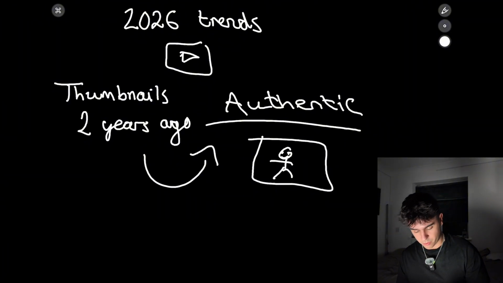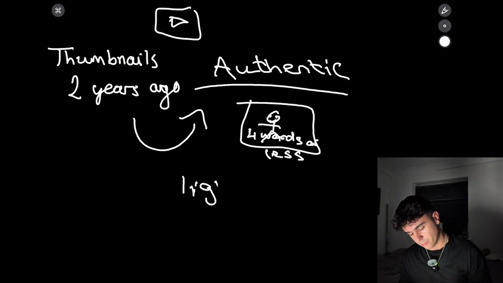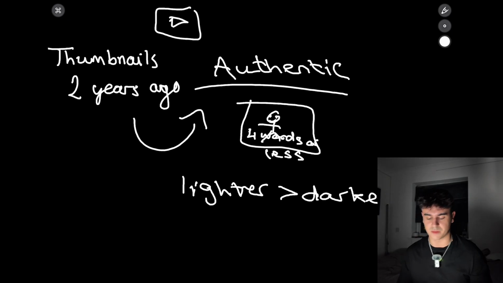But another thing with thumbnails, you want 4 words or less. But once again, the key thing, keep it authentic. Don't make it too fake. Don't make it all AI. Just keep it nice, authentic, and make the thumbnail explain the whole video you're about to record in only 1 picture and 4 or less words. Make it stand out because 80% of viewers have their YouTube on dark mode. So if you put a lighter thumbnail, it will perform a lot better than a darker one because it stands out more and makes people click more.